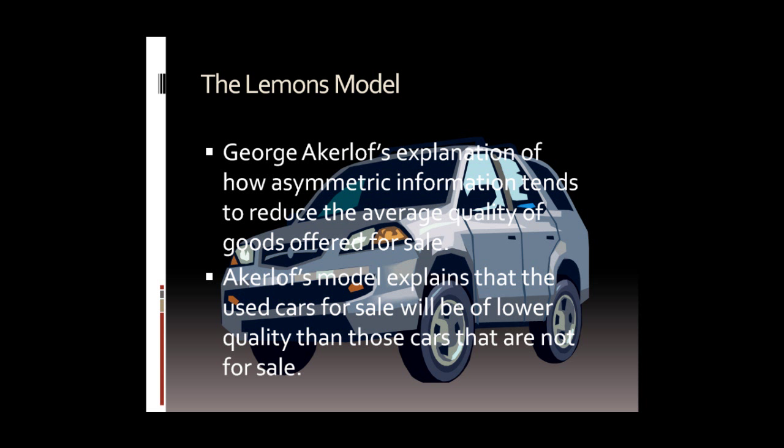The Lemons Model. George Akerlof's explanation of how asymmetric information tends to reduce the average quality of goods offered for sale. Akerlof's model explains that the used cars for sale will be a lower quality than those cars that are not for sale.